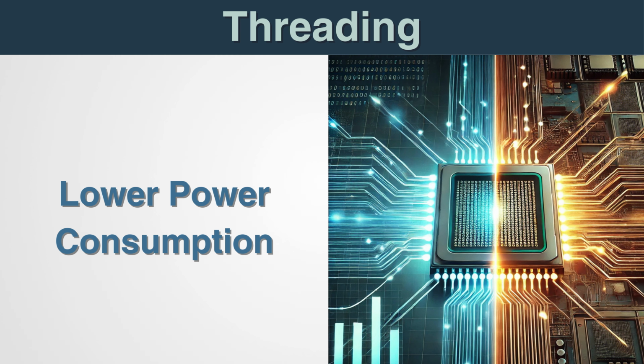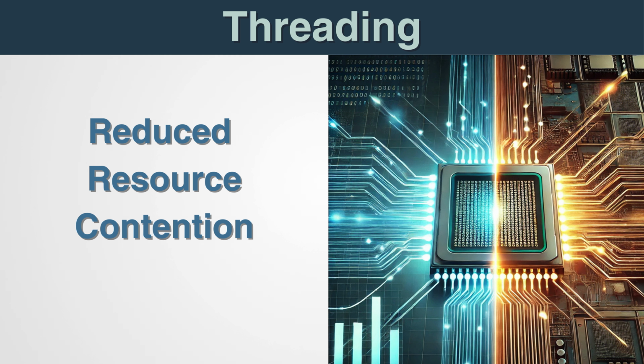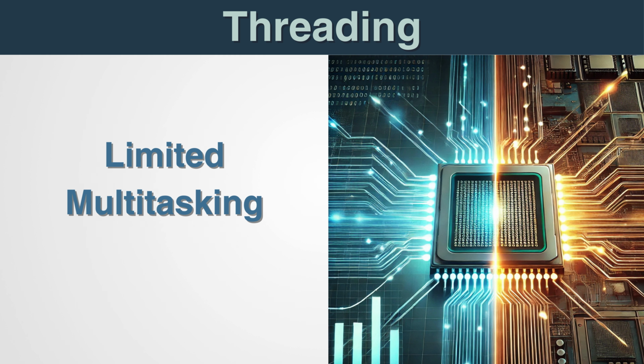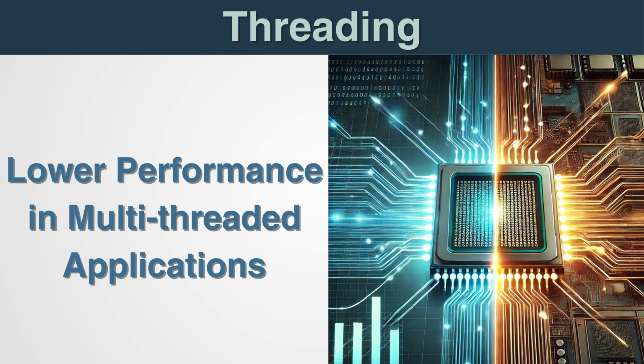Fewer threads means less power usage, which is ideal for energy-efficient systems. And each core dedicates its resources to a single thread, reducing conflicts. Of course, however, fewer concurrent threads means less efficient multitasking. And tasks like rendering, data processing, and scientific computing won't benefit as much.